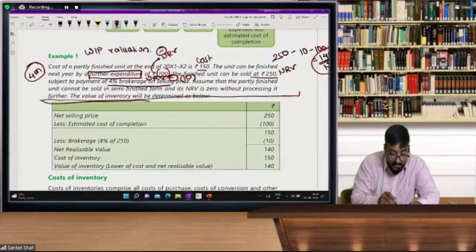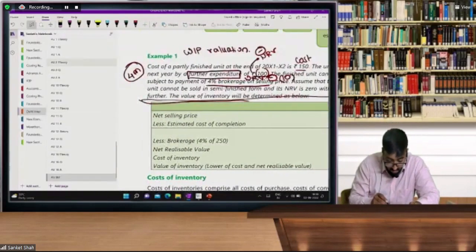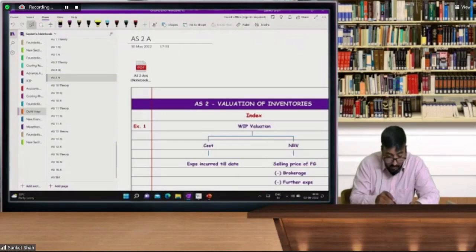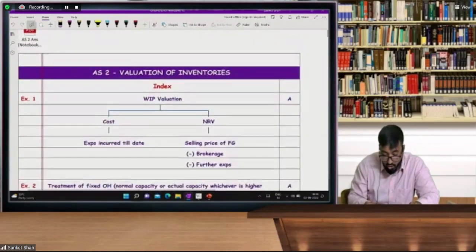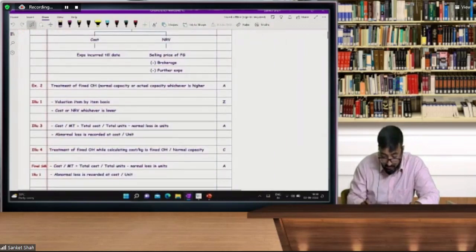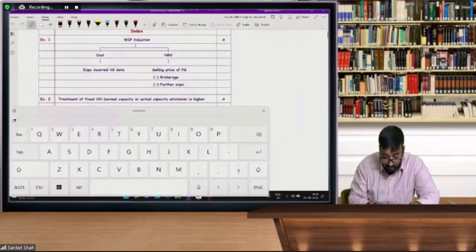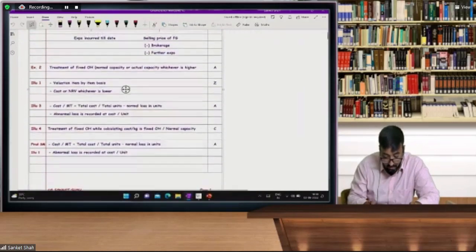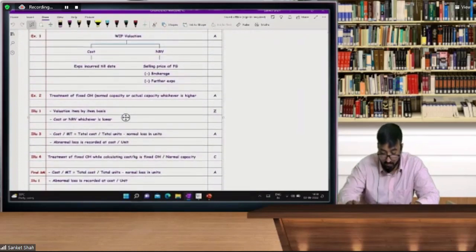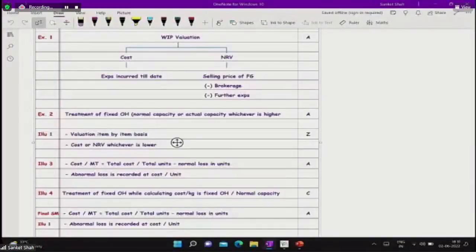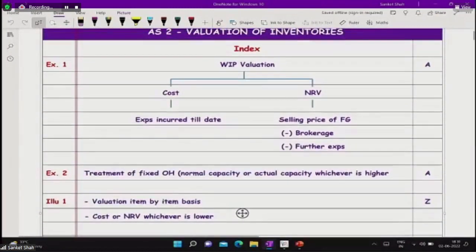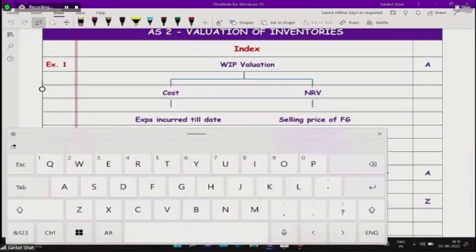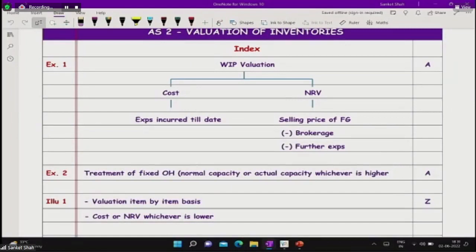Sir, how to present the answer in exam? So this is the index part. Take a screenshot of the whole index first. Please note down that this index is very, very important. Wait, I will give the screenshot of the index. Some students are asking me for the index part, but beta, you have to work hard for this.